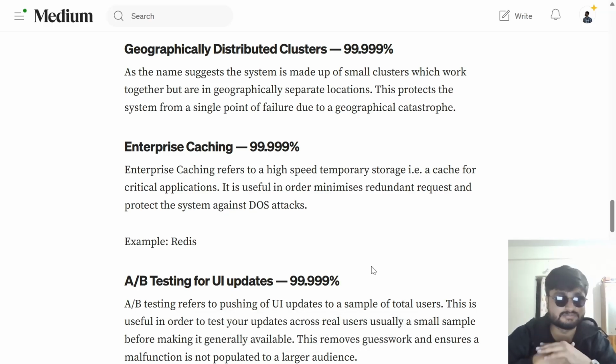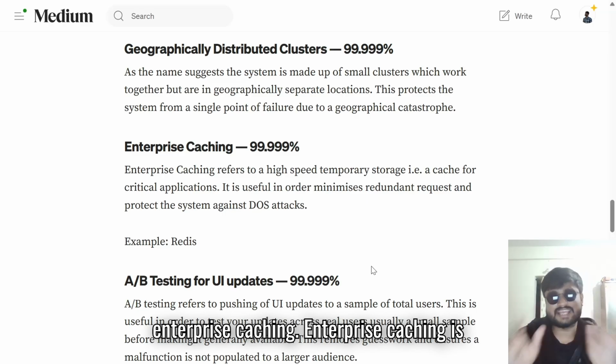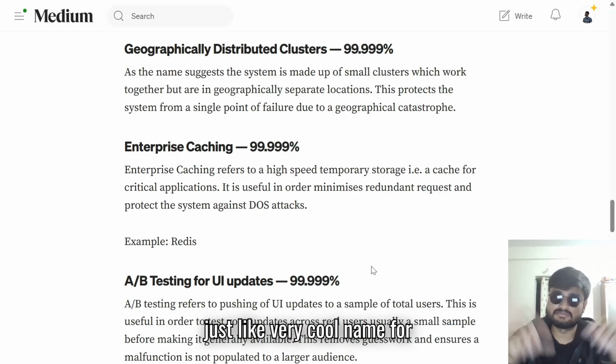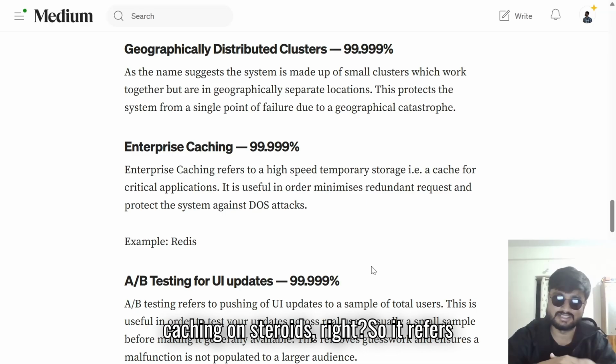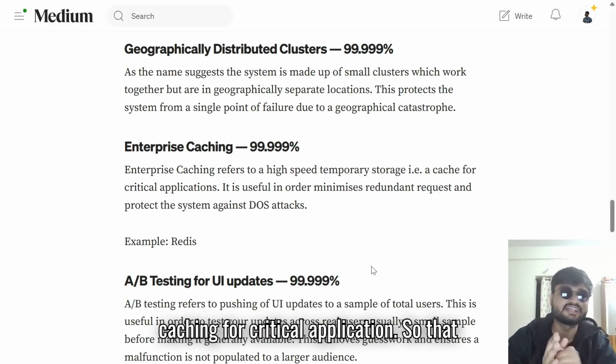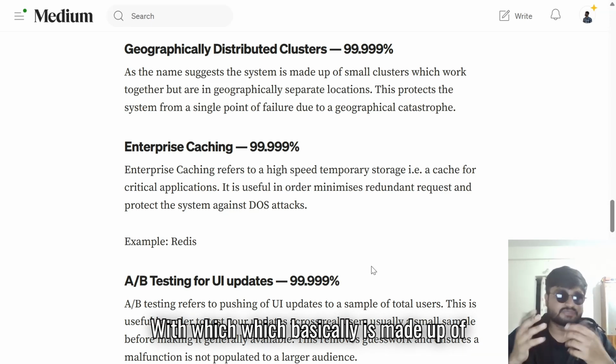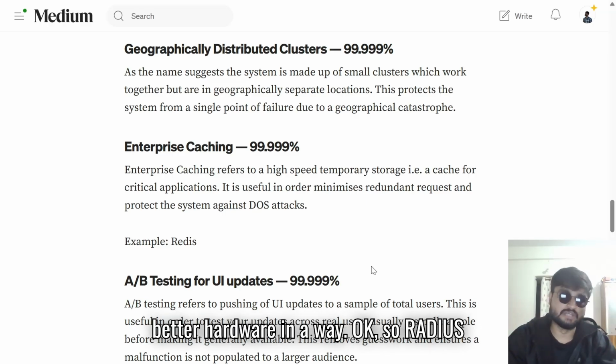Anyway, going ahead, right? There's a concept of enterprise caching. Enterprise caching is just like a very cool name for caching on steroids, right? So it refers to high speed temporary storage. So caching for critical applications. So that means a high quality cache, right? Which is basically made up of better hardware in a way.